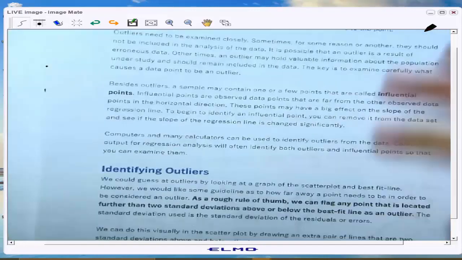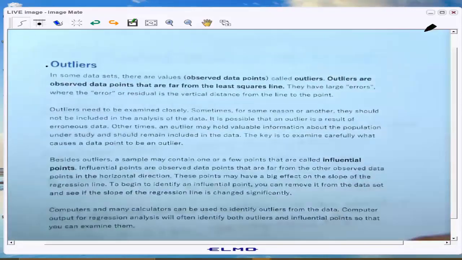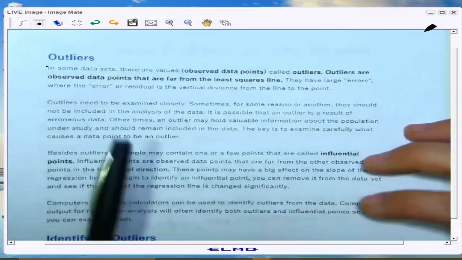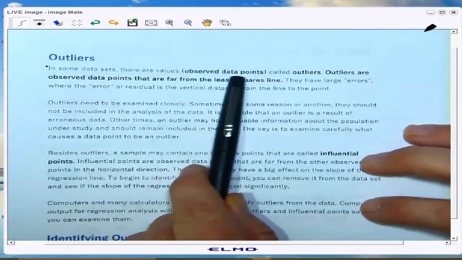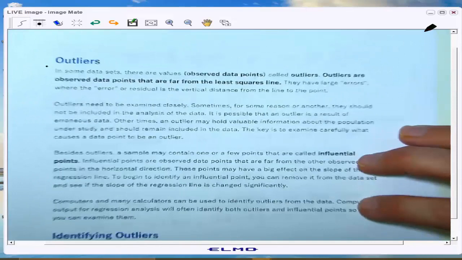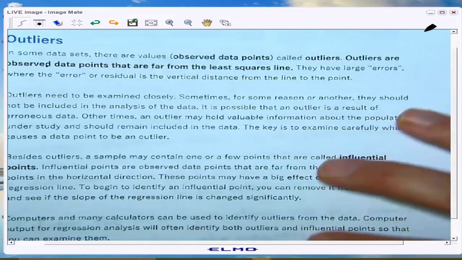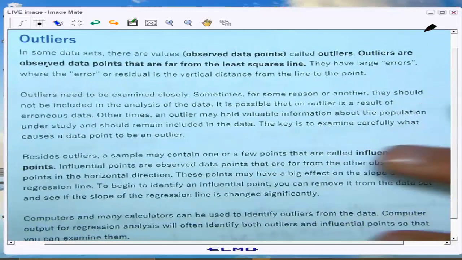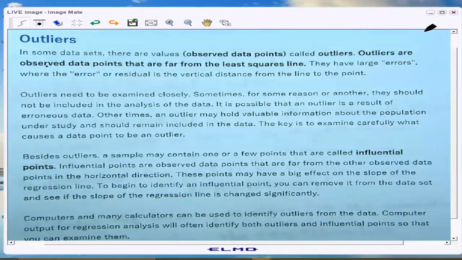Let's talk about what outliers are briefly. In some data sets, there are observed data points called outliers, and outliers are observed data points that are far away from the least squares line. They have large errors, where the error or the residual is the vertical distance from the line to the point.